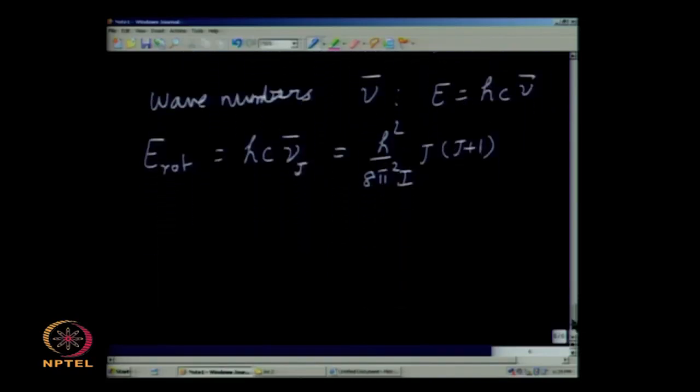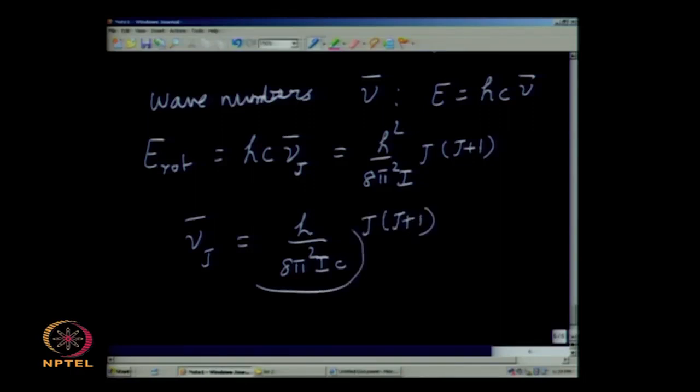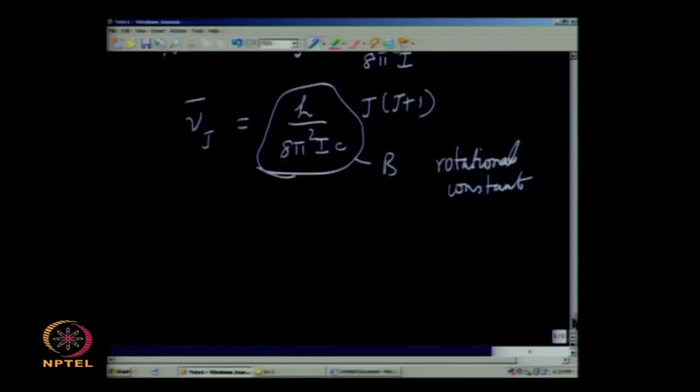And therefore, if we write the wave numbers nu bar j as h by 8 pi square I c, j into j plus 1, spectroscopists have a notation for this constant, and you see this is a molecular constant. h is Planck's constant, c is the speed of light, and I is of course the moment of inertia associated with the molecule. So, this is a constant associated with each molecule, and this is given the symbol B, and it is called a rotational constant for a diatomic molecule. Therefore, the value nu bar j is B j into j plus 1, which is what everybody uses.